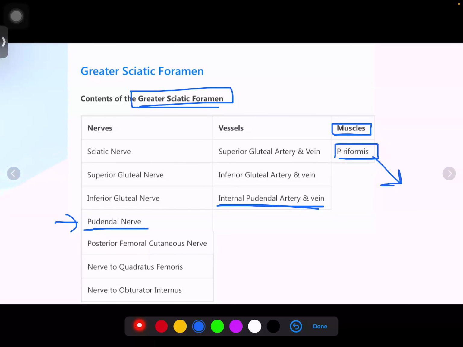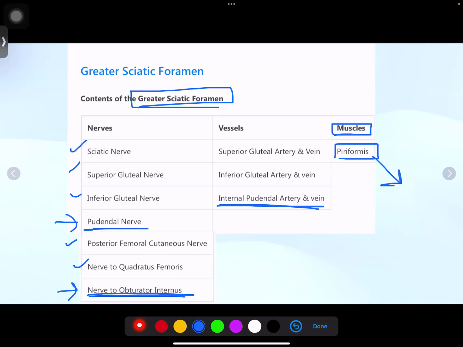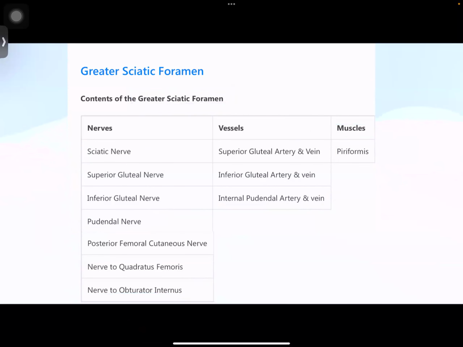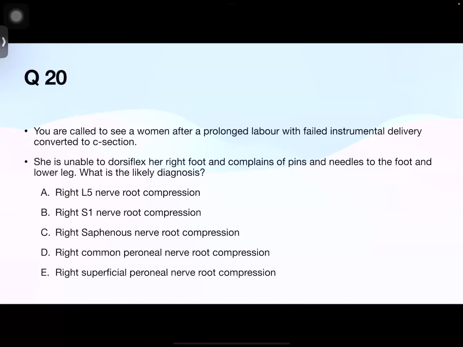Now just remember that the structures which go to the buttocks or gluteal region are the sciatic nerve, superior gluteal, inferior gluteal nerve, posterior femoral cutaneous nerve, nerve to quadratus femoris. Also the nerve to obturator internus goes with the pudendal nerve. So pudendal nerve and nerve to obturator internus go from the greater sciatic foramina, and then they also come through the lesser sciatic foramina. So these contents are very important for exam as well.